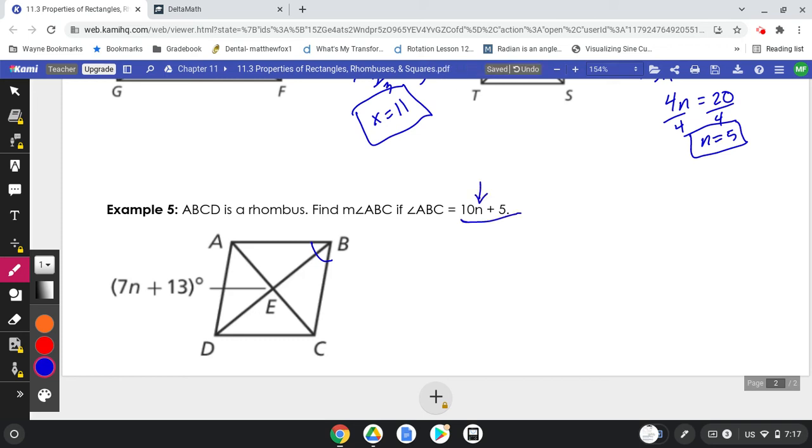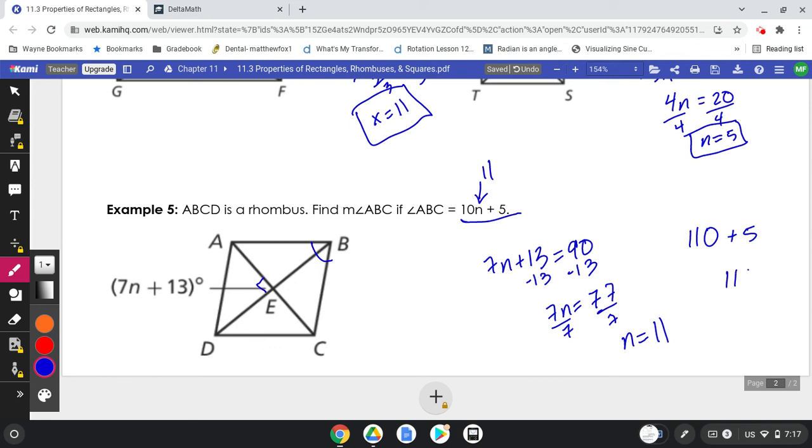Now, if I know what n is, I can plug it in. However, I don't know what n is yet, but here's a right angle. 7n plus 13 must equal 90, because remember, diagonals are perpendicular. So we'll subtract 13. 7n equals 77. Divide by 7. N equals 11. Okay, all we have to do now, plug that in. 10 times 11 would be 110, plus 5 gives us 115 degrees.